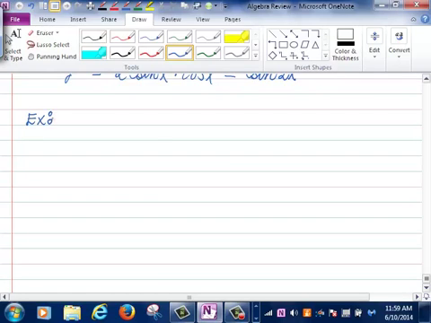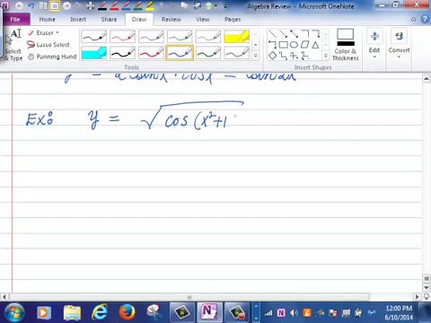Let's say I have y is root cosine of x squared plus 1. Okay, what's going on here? First of all, I can think of this as the outside being x to the half, and the inside being cosine of x squared plus 1. So I'm going to view it this way.